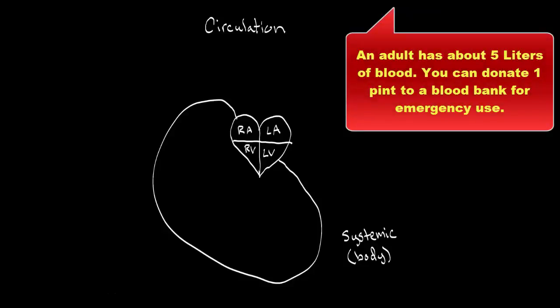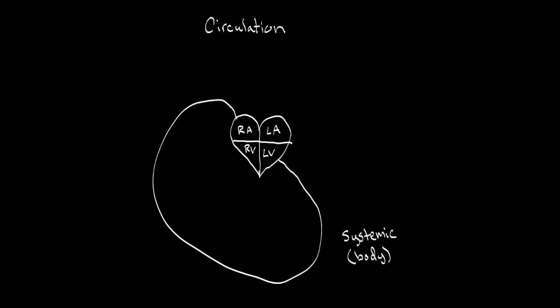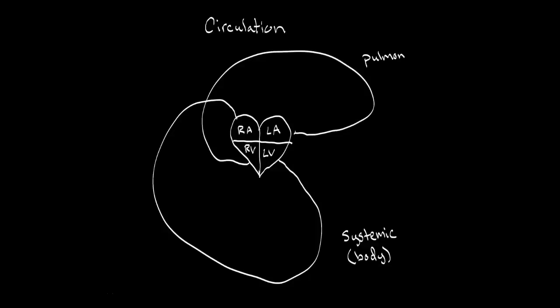Then you have a second loop, which goes from the right ventricle all the way to the lungs and back to the left atrium. This is called the pulmonary circuit. And that's because it has to do with the lungs.